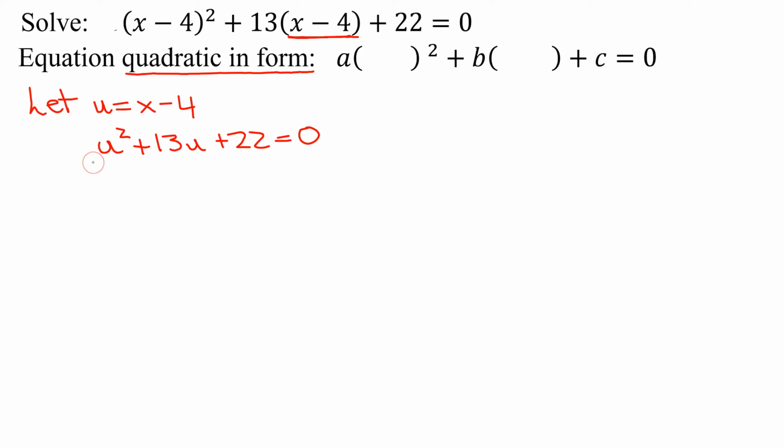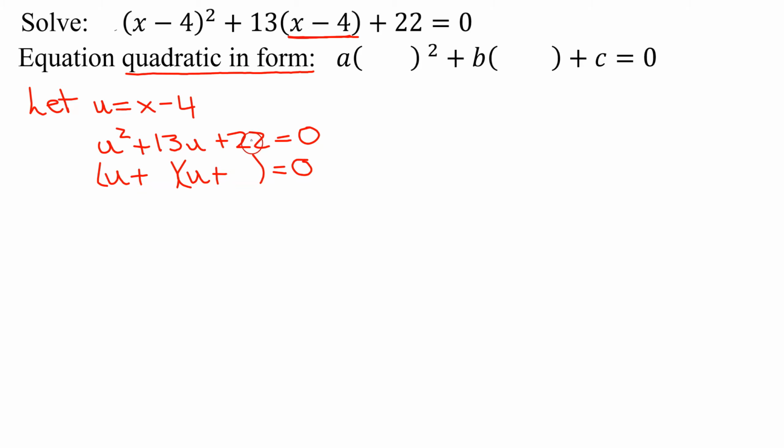The leading coefficient of the squared term is a 1. So let's see if it will factor. To multiply to u squared, I have a u and a u. The two numbers I want multiply to a positive. That says the signs are the same. And if they add to a positive, they both have to be positive.